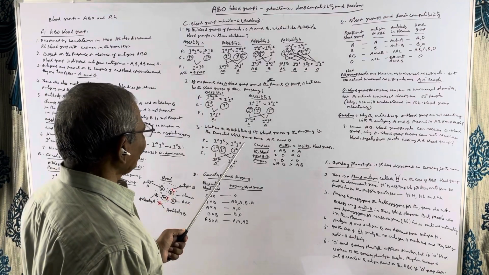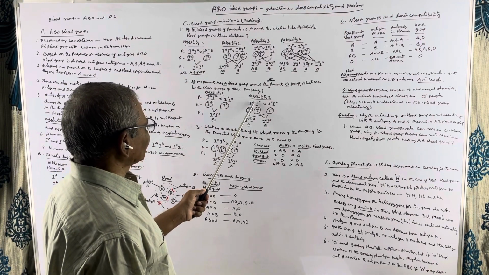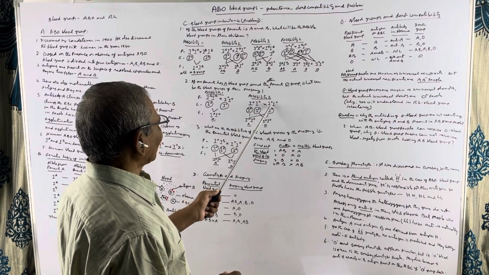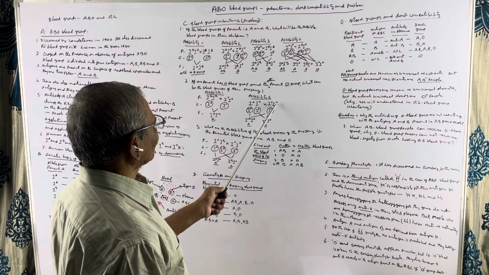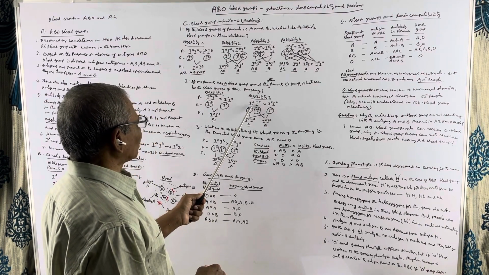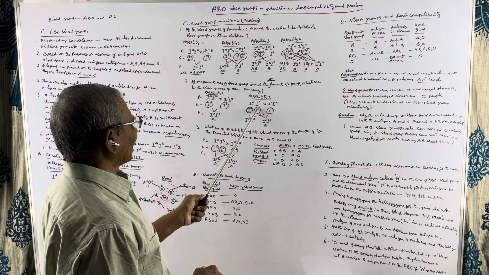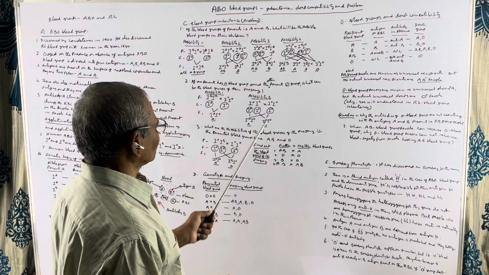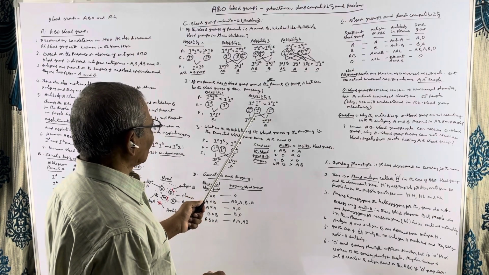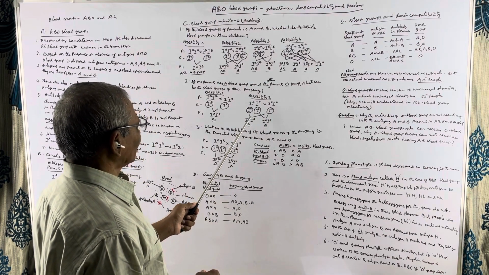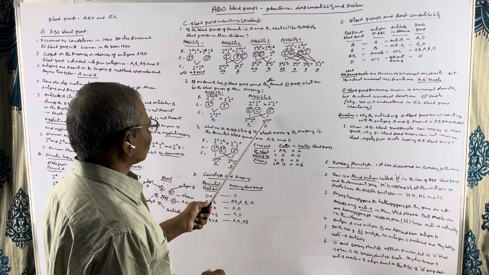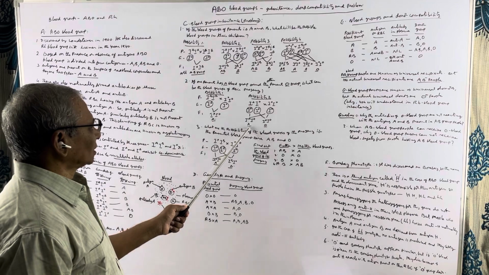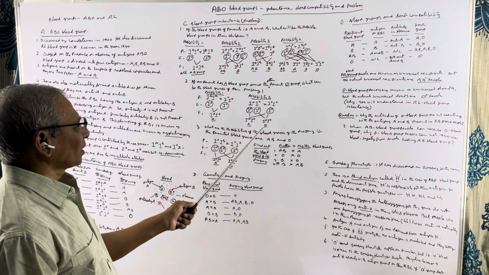In this possibility, this parent is heterozygous for the blood group A and this parent is double recessive. So this parent produces two types of gametes, IA and IO. Whereas this parent produces only one type of gamete, that is IO. If these two gametes come together, the blood group will be A. If these two gametes come together, the blood group will be O. In this way, the children may be either of A group or O group.